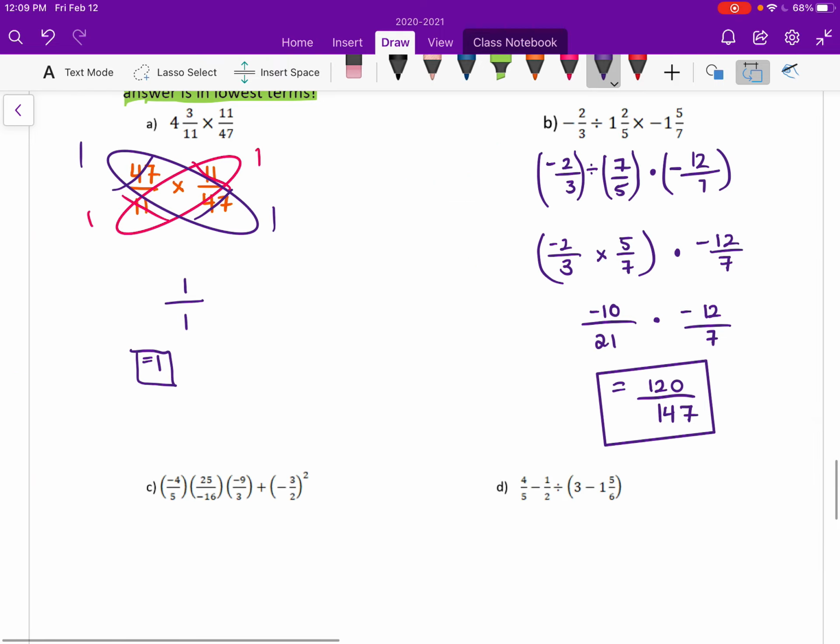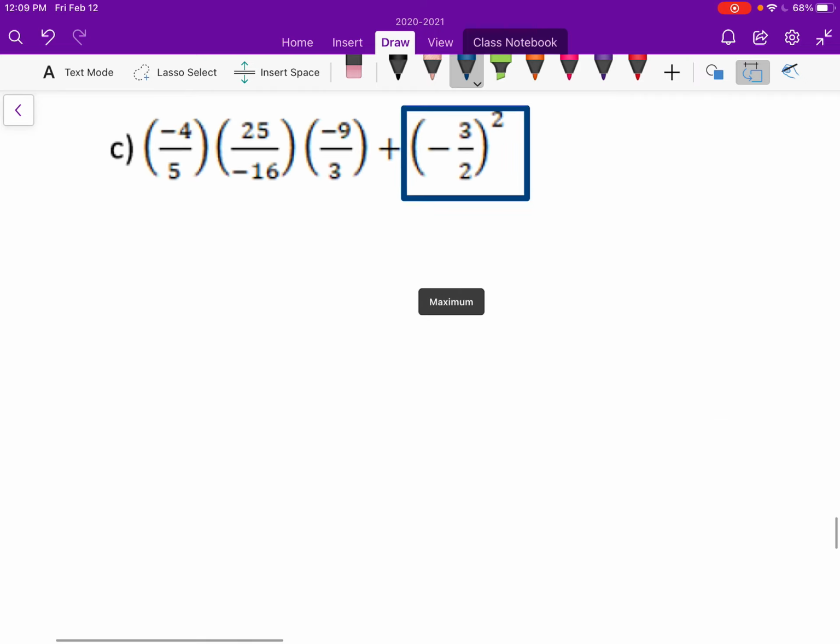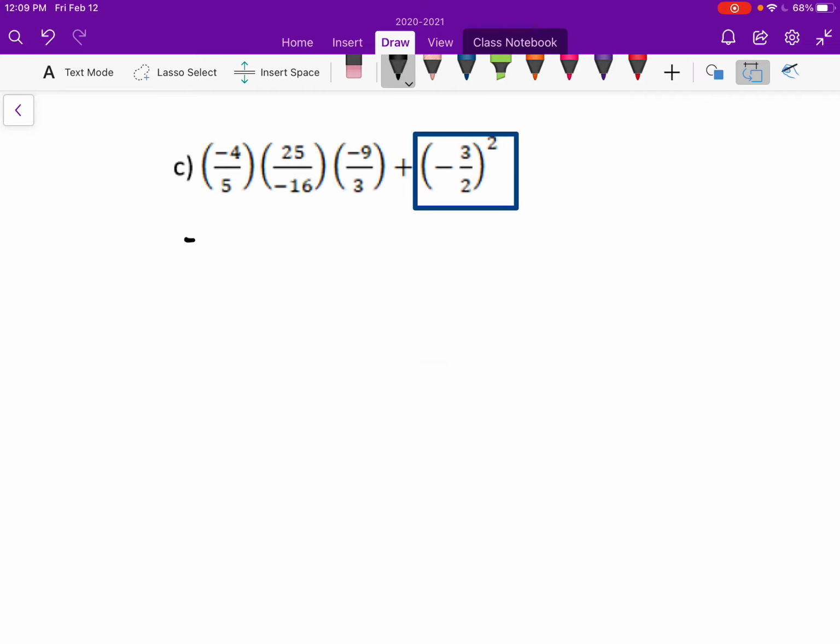Alrighty then. Moving on, let's go here. There's an addition here, so we know that's the last thing we're going to do, so we're not even going to worry about that right now. But, BEDMAS. Brackets, no brackets, but we do have an exponent, so let's go in and figure out our exponent first.